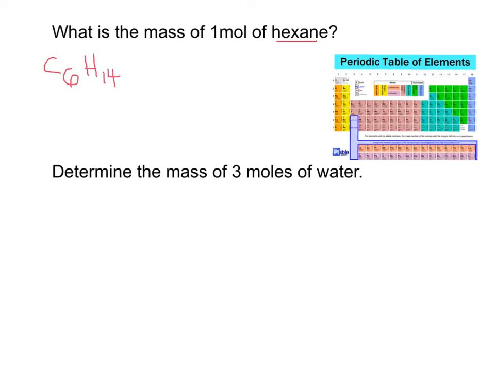So then we simply add these up. 12.01 times 6 plus 1.0079 times 14. Most people round this to 1, but it's okay. Gives us a grand total of 86.17 grams per mole for hexane.